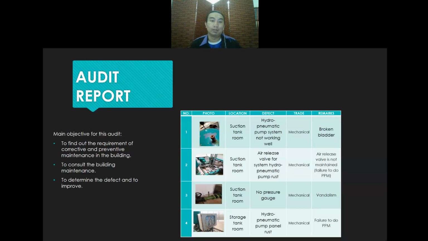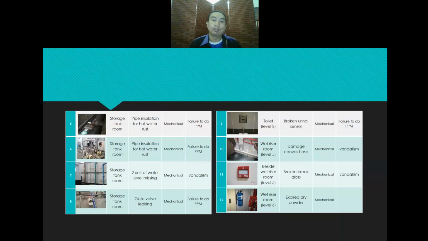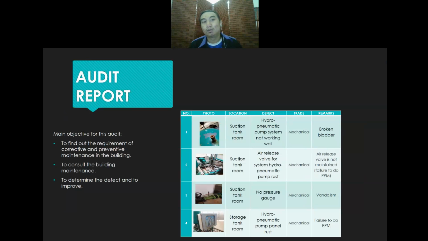Firstly, as you can see in the table, there are 12 defects. There are many more, but only 12 that I will present here. The first one is in the suction tank room, where the defect is that the hydropneumatic pump system is not working well because the bladder is broken. The bladder is inside the suction tank, so if it is broken, it is not going to work. So the defect is quite major there.